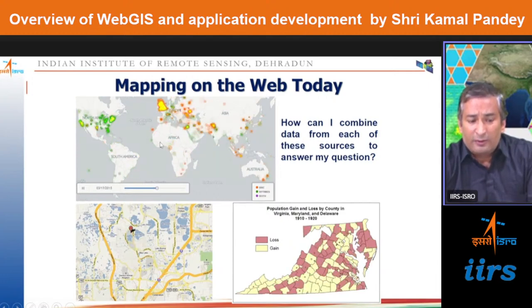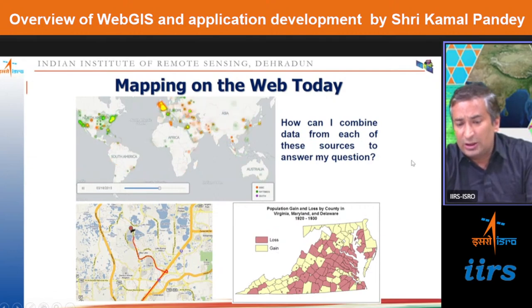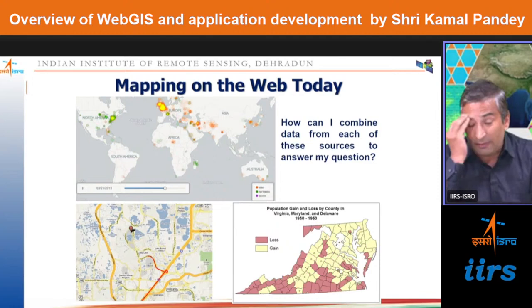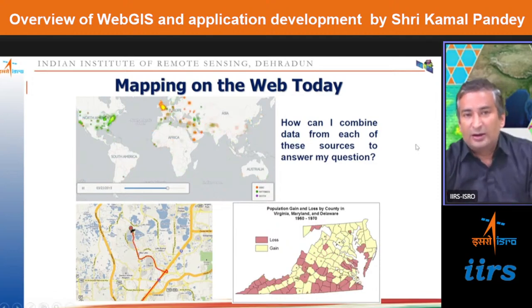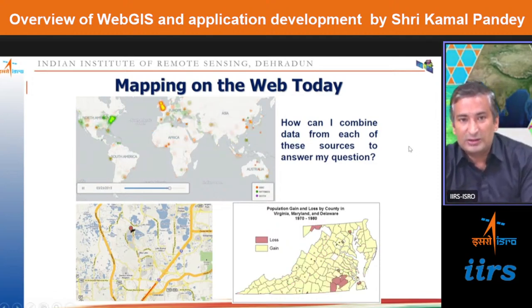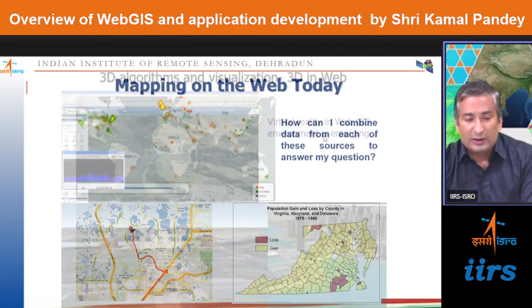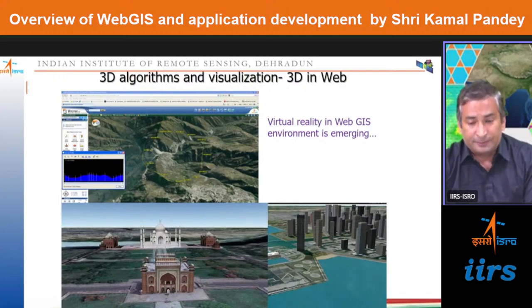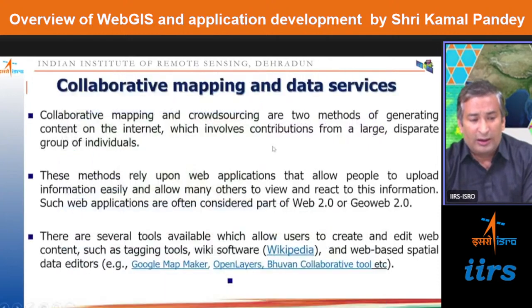So you can combine all these APIs into a single portal, and your questions can be answered from that by processing all those data sets from these different web portals. Now, a 3D virtual reality in a WebGIS environment is also an emerging trend in the current scenario. And what all this WebGIS can be used for.